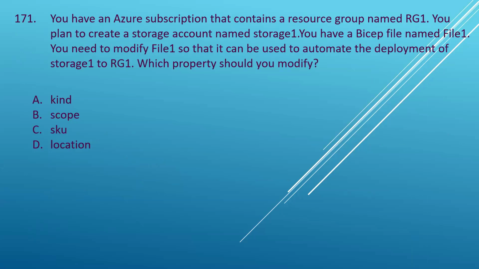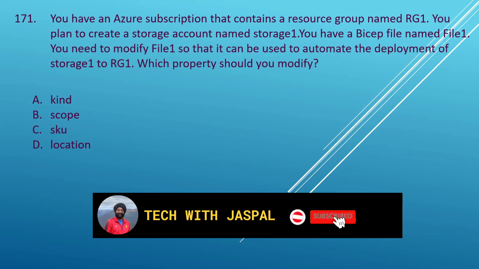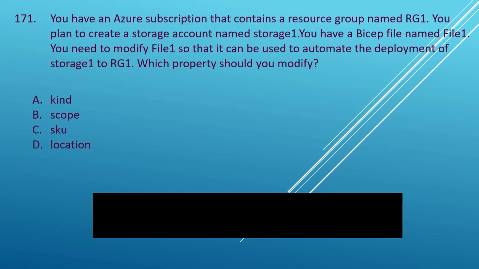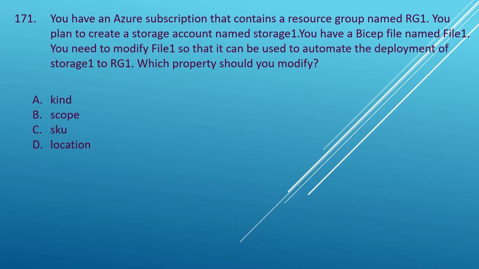This is question number 171 of the series. You have an Azure subscription that contains a resource group named RG1. You plan to create a storage account named storage1. You have a Bicep file named file1. You need to modify file1 so that it can be used to automate the deployment of storage1 to RG1. Which property should you modify? Your options are kind, scope, SKU, location.